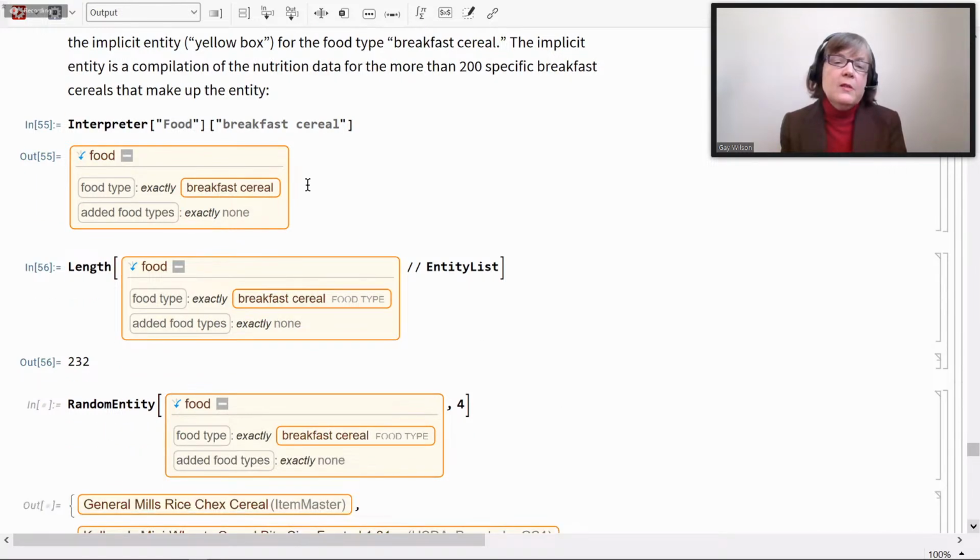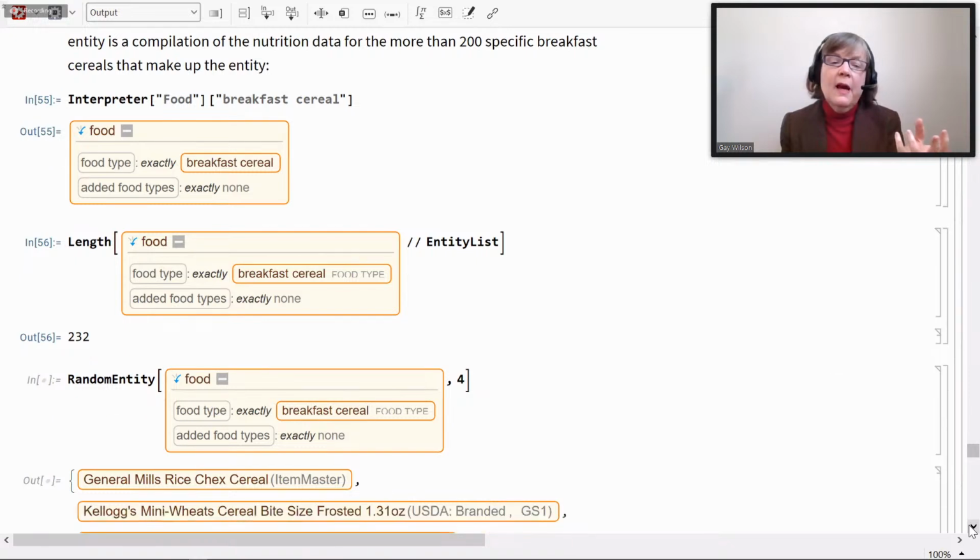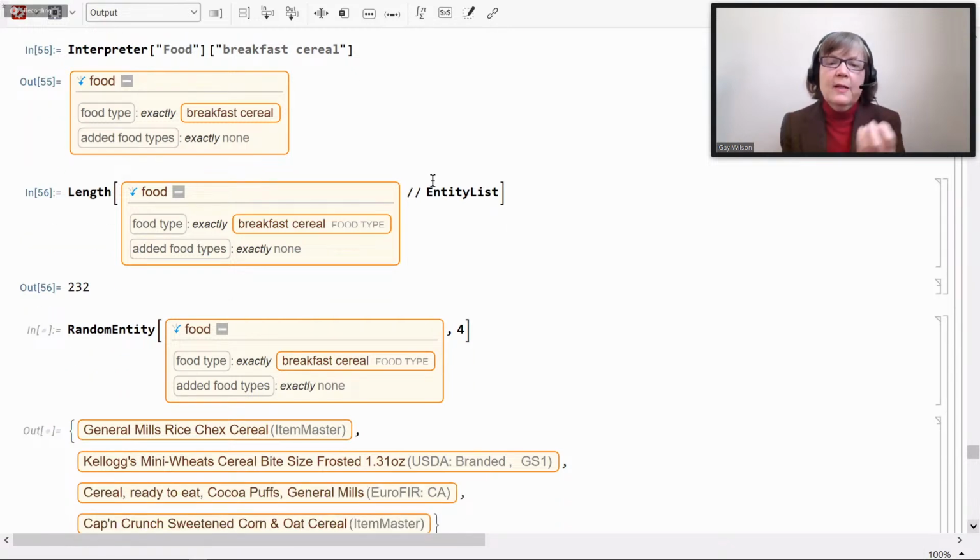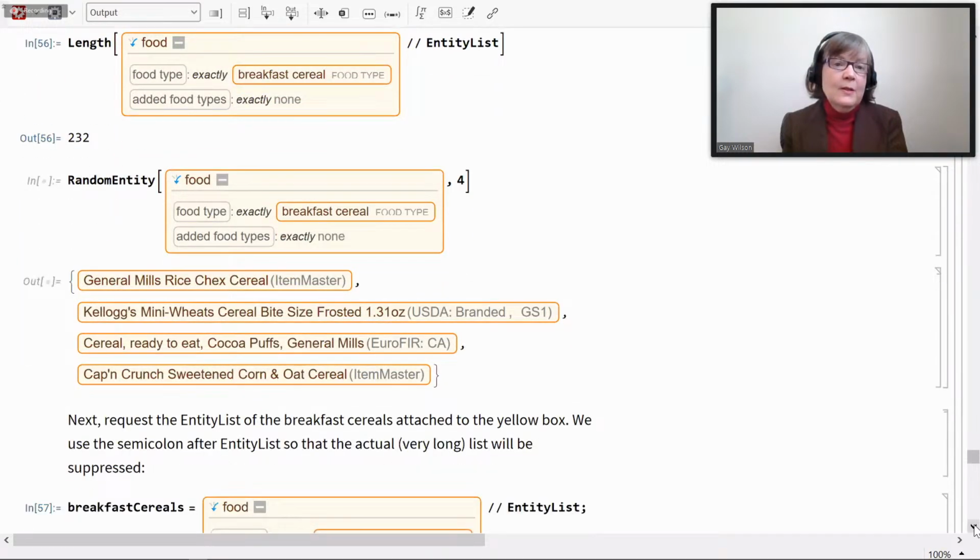So again, I'm going to pull my breakfast cereal entity, and out of curiosity, I'm going to ask how many actual branded breakfast cereals I have data behind that. Right now in the Wolfram knowledge base, I've got 232 branded and USDA and different data points, actual specific breakfast cereals behind that entity. Like we did earlier with the strawberries, I said, hey, give me 4 of those. I've got Cocoa Puffs, Captain Crunch, mini wheats.